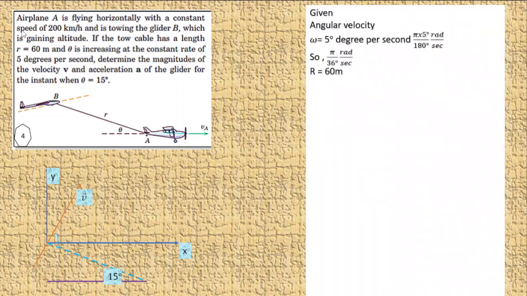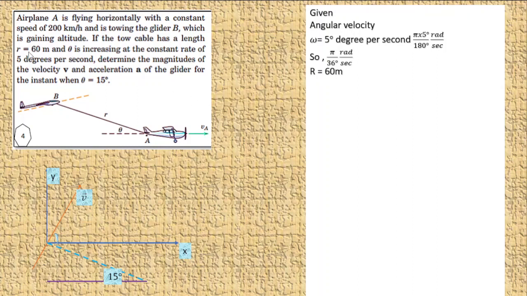As you can see here, we are given the speed of the airplane, which is constant and horizontal. Theta dot is 5 degrees per second, which means this is the angular speed. We can convert it into rad per second by using a unit conversion factor of pi over 180 degrees, and we will get pi over 36 rad per second.